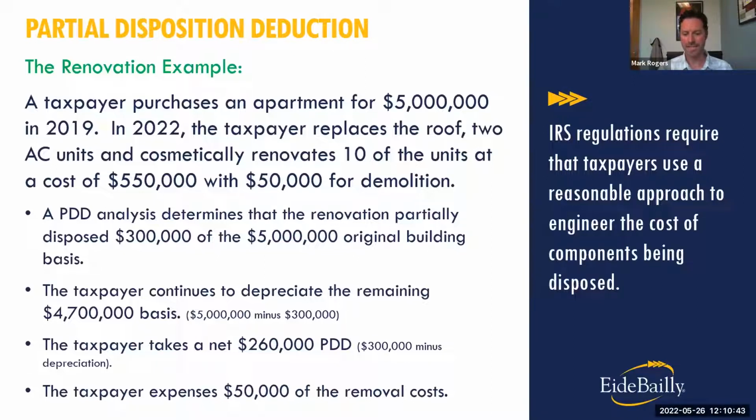And the taxpayer takes a net $260,000 partial disposition deduction, which is nice. And the reason it's net at 260, not the full 300, is because over the course of those 3 years, that $300,000 has been depreciating already. Again, a timing difference, but still that $260,000, you got to grab in the year of disposition. And because this taxpayer elected the PDD, the taxpayer gets to expense $50K in the current year from that renovation cost as removal.